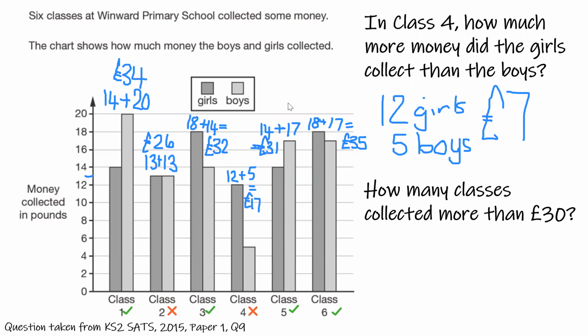So let's count up how many we've got. How many classes collected more than £30? We've got 1, 2, 3, 4. So after all that working out, we can say that 4 classes collected more than £30 in total.